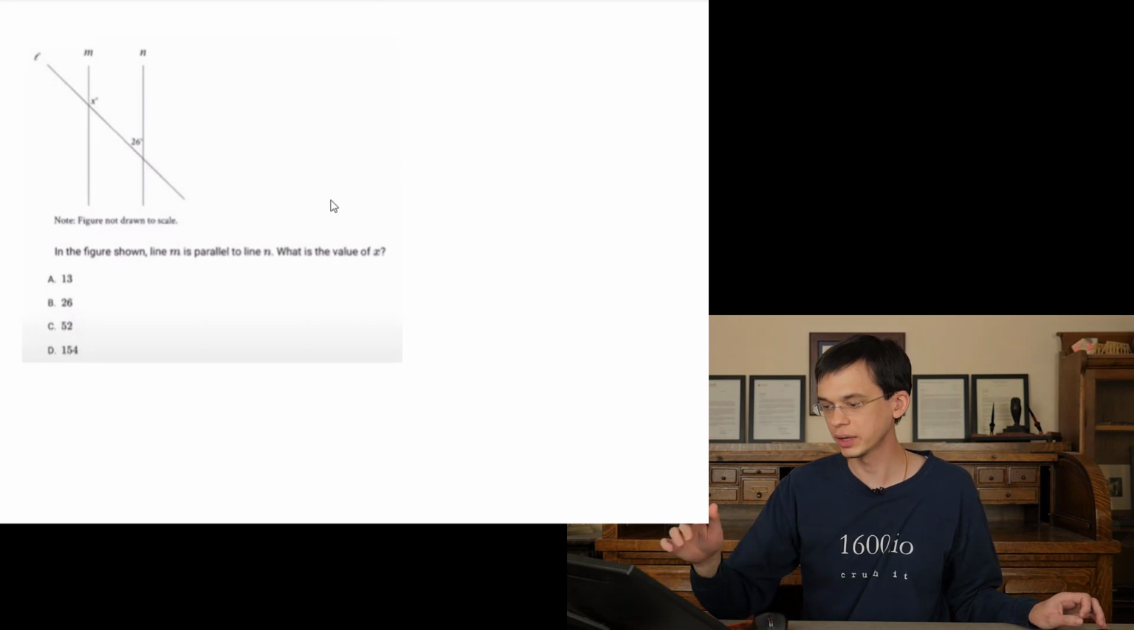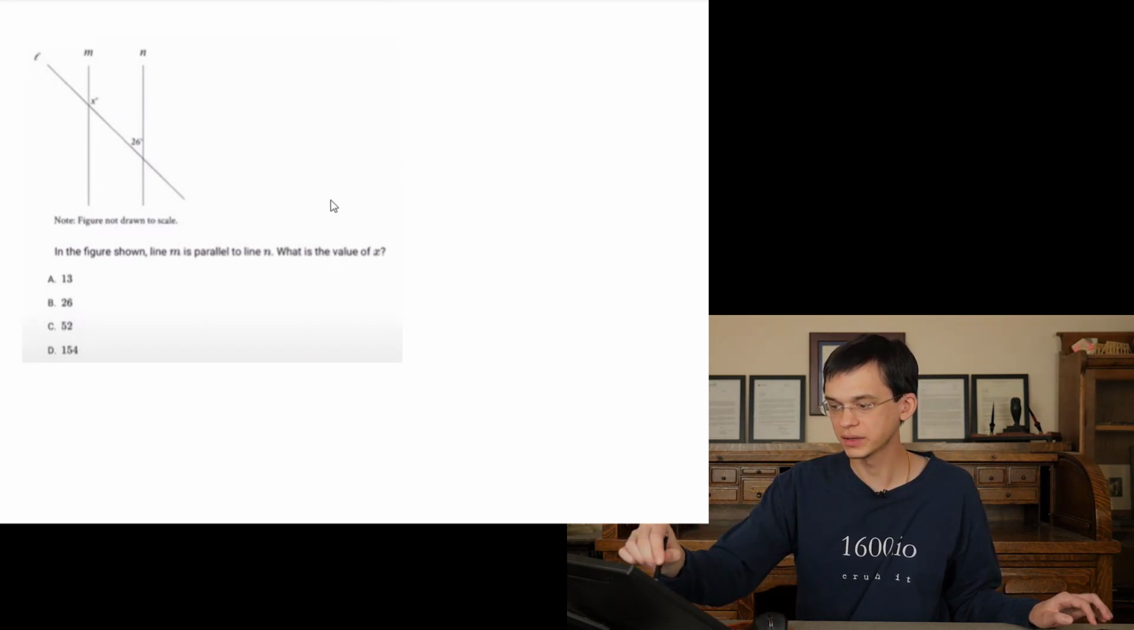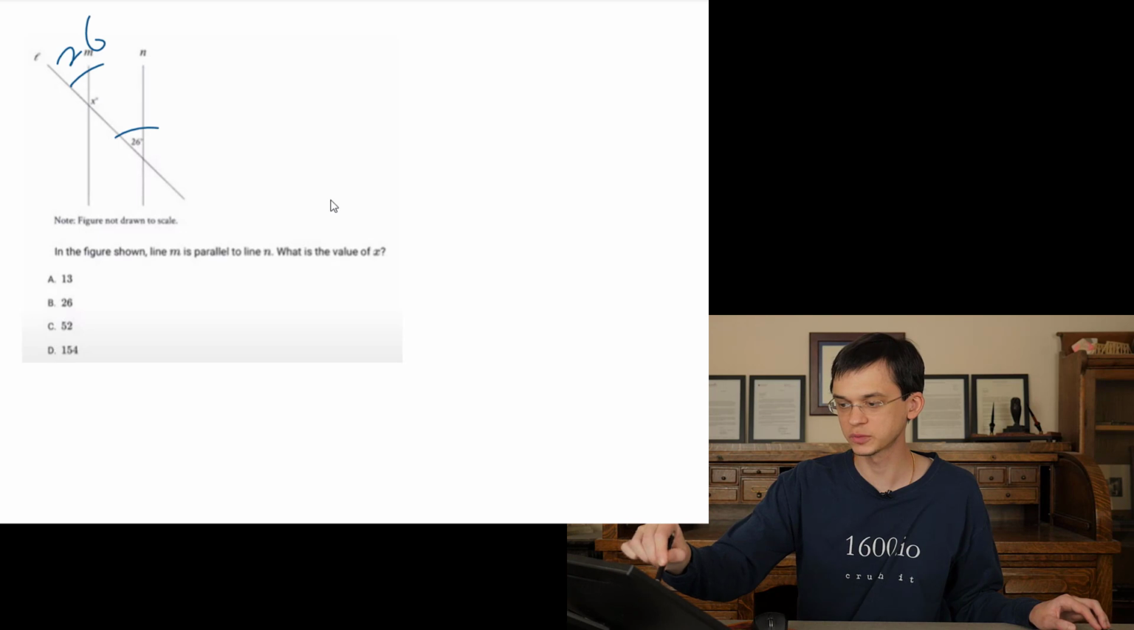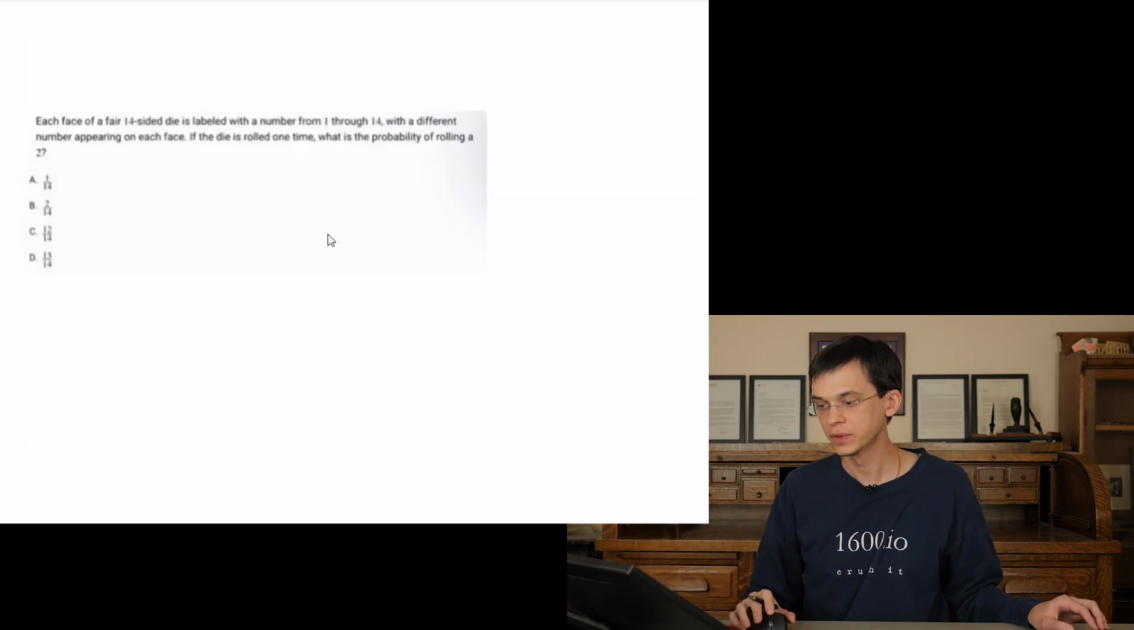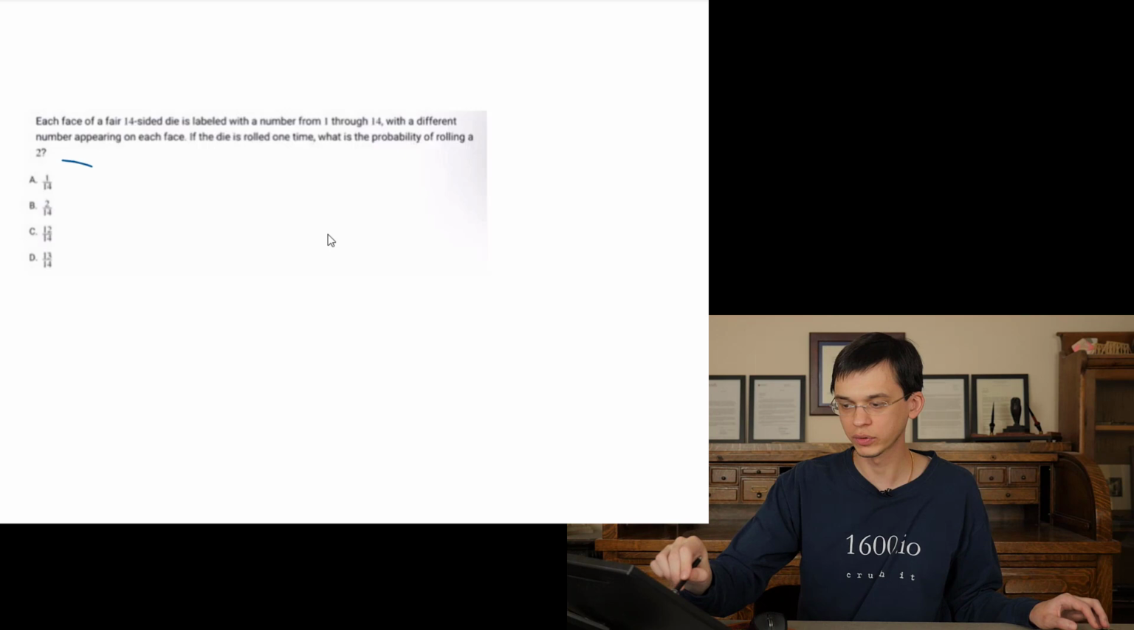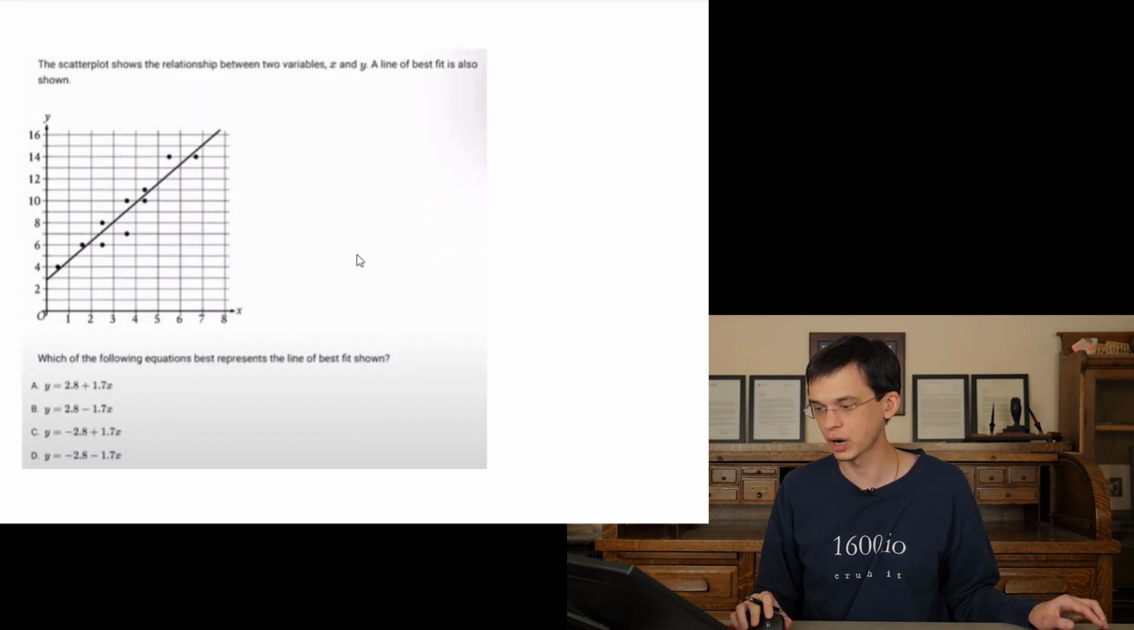We have two lines that are parallel. What's the value of x? If this is 26, this is going to be 26. 26 plus x is going to be 180, so x is 154. Each face of a fair die is rolled once. What's the probability of rolling a 2? 1 out of 14. It's one of the faces, equal probability.